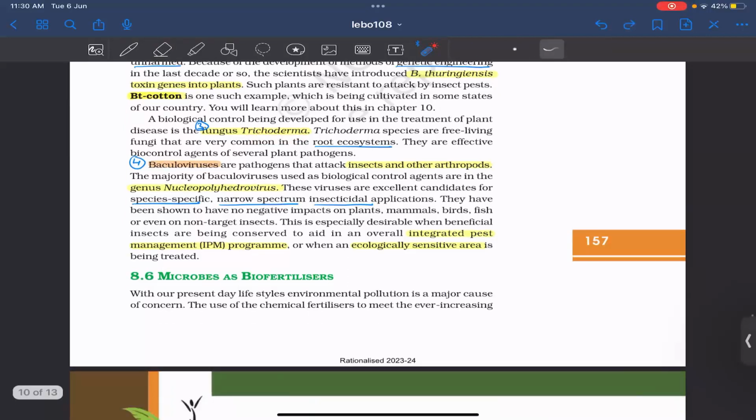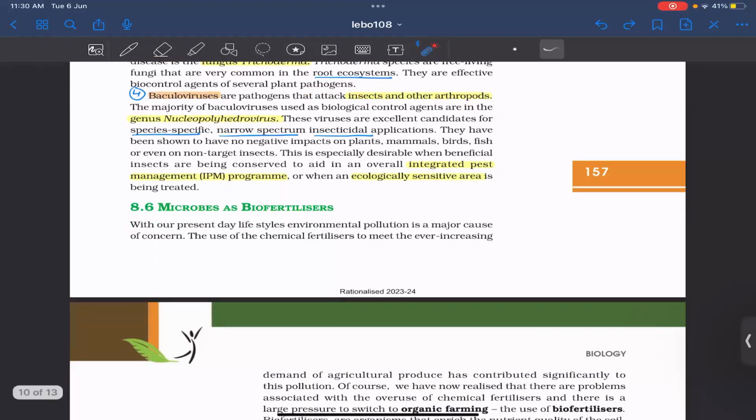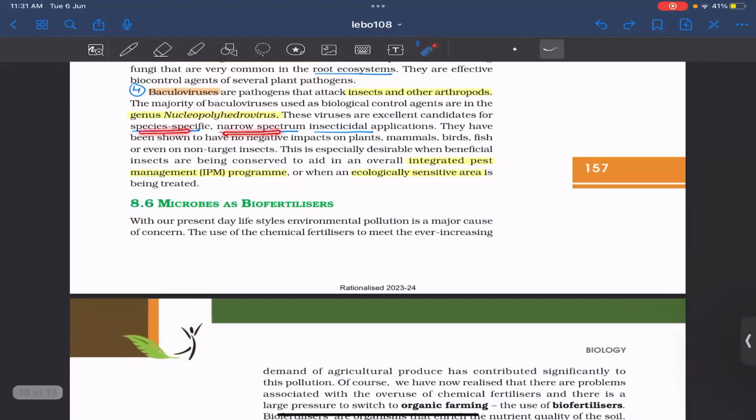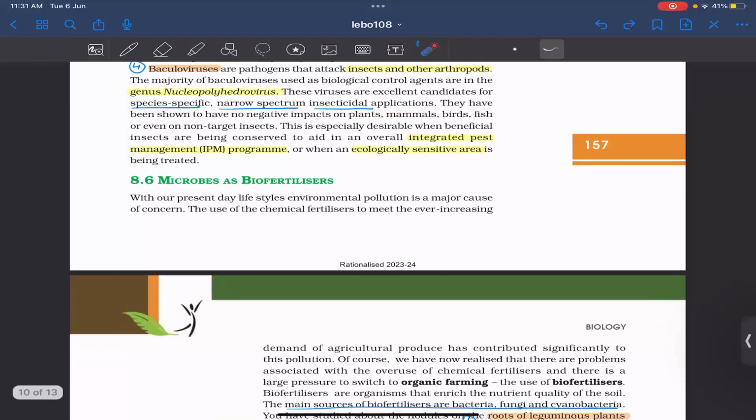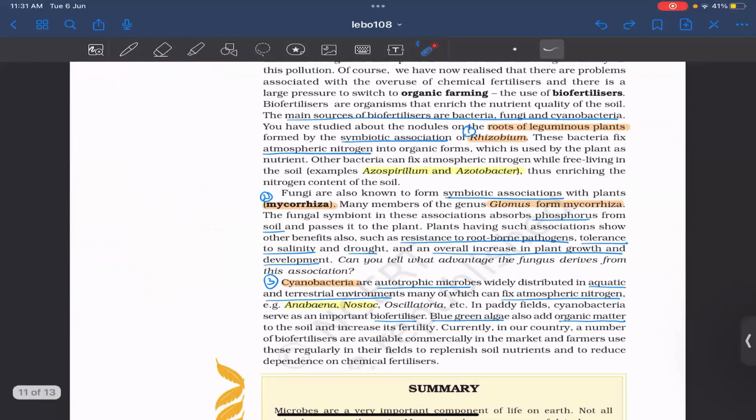Then we have Baculovirus. It is a control agent, the genus Nucleopolyhedrovirus, and it attacks insects and other arthropods. These are species specific, narrow spectrum and insecticidal. These are used in ecologically sensitive areas. Now, biofertilizer, there are three examples: rhizobium for nitrogen fixation, mycorrhiza for phosphorus fixation, and cyanobacterium for nitrogen fixation.